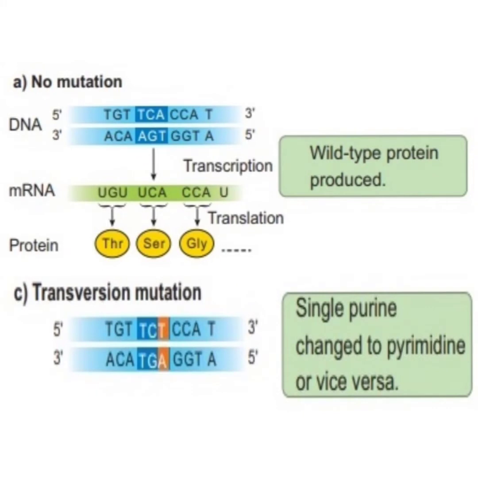In the transversion mutation you can see the 5' to 3' strand where TGT, TCT, CCA and T is present. In a 3' to 5' strand, ACA, TGA, GGT and A. The normal strand you can see above, it should be TGT, TCA, CCA and T, and the 3' to 5' strand shows ACA, AGT, GGT and A. A single purine is changed to pyrimidine. Similarly, a pyrimidine is changed to a purine. So this is called a transversion mutation.